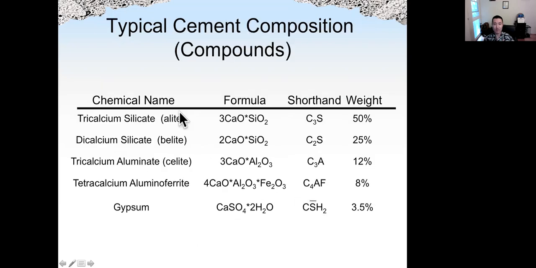Also, we learned we have major compounds in cement: C3S, C2S, C3A, C4AF, and the gypsum. So today we're going to look at how these different compounds react with water and what the end products are, which we call hydration products.